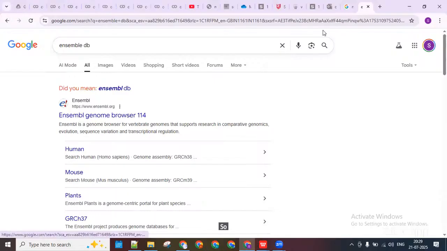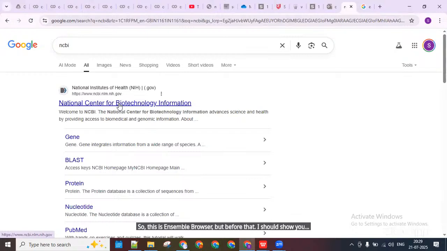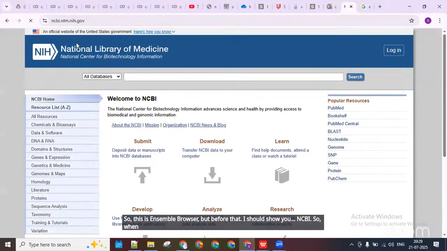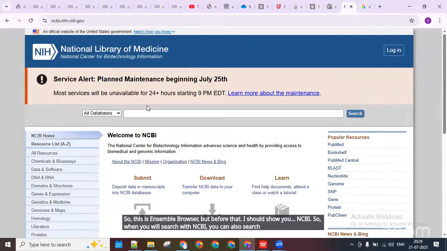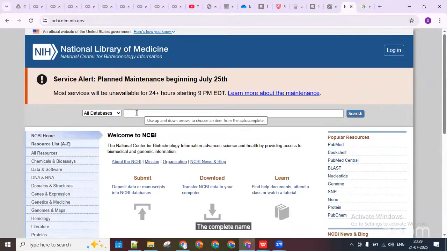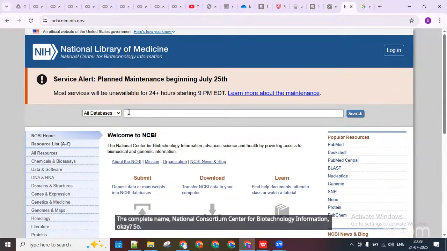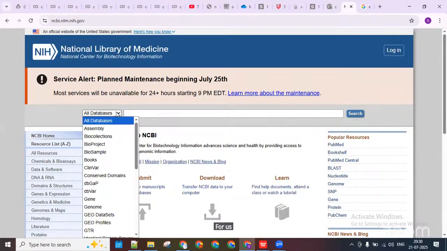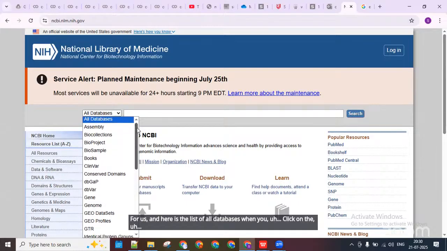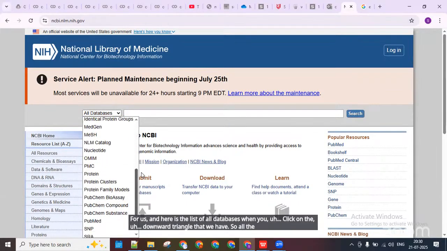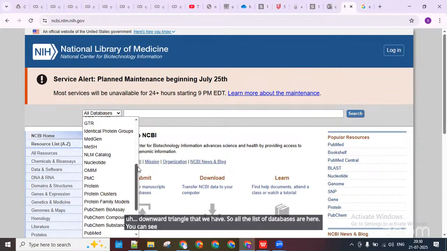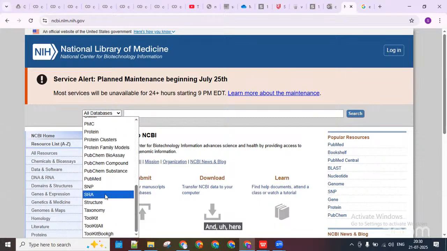So this is the Ensembl browser, but before that, I should show you NCBI. When you search for NCBI, you can also search with the complete name, National Center for Biotechnology Information. Okay, so here is the search bar for us, and here is the list of all databases when you click on the downward triangle. So all the databases are listed here. You can see, after dragging, here is SRA.